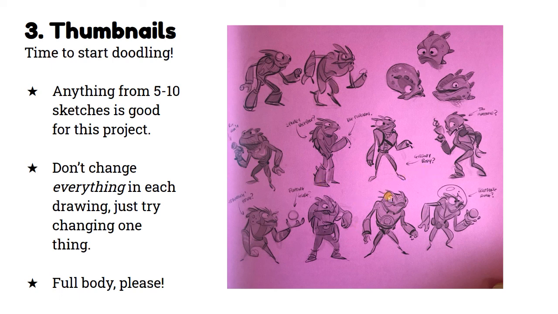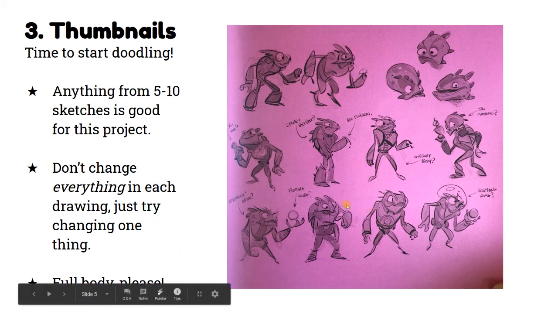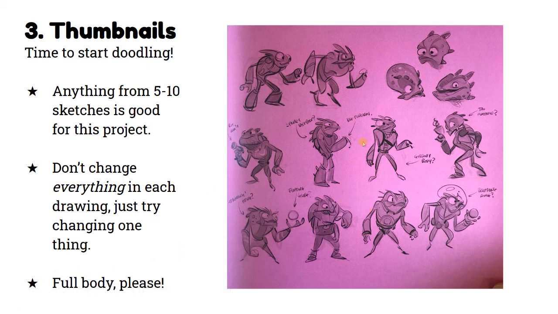And once you have maybe 5 to 10 little doodles like this, then you can proceed. But make sure that you do draw the full body. A lot of times we get caught up in just the face and making the face look good. And it's fine to do a couple of face sketches until you find the one you like. But we do need to know what the whole body looks like. So don't be afraid of just doodling out the whole body.